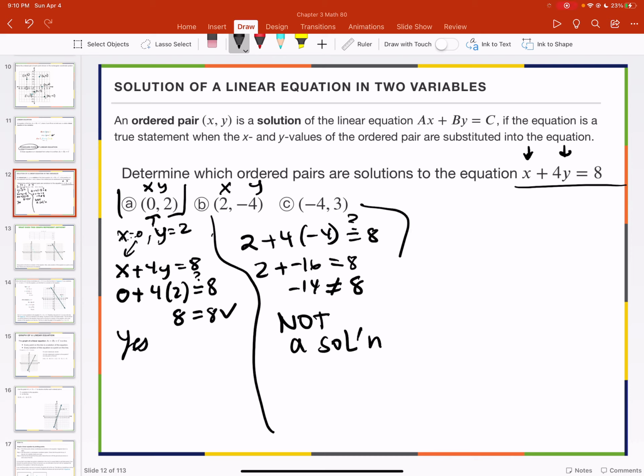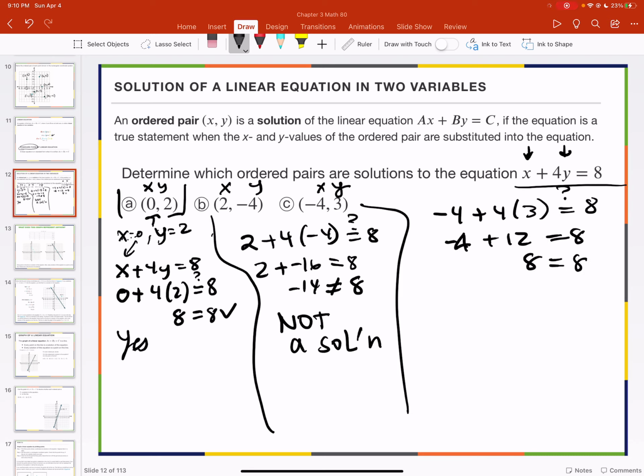And then C, we have the point negative 4, 3. So plugging it in, negative 4 plus 4 times 3 is equal to 8, or is it? Negative 4 plus 12. Oh, it's looking like a yes, isn't it? 8 is equal to 8. Yes, it is. Today it is. And yes, this is a solution.